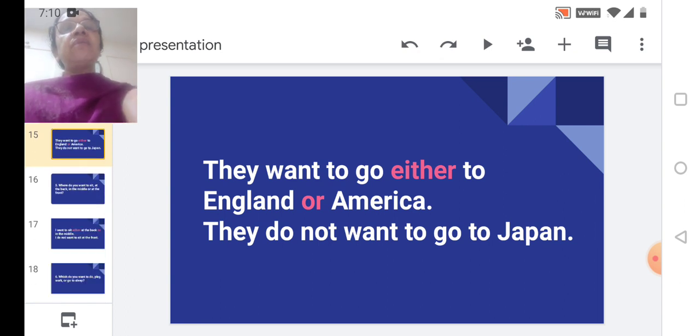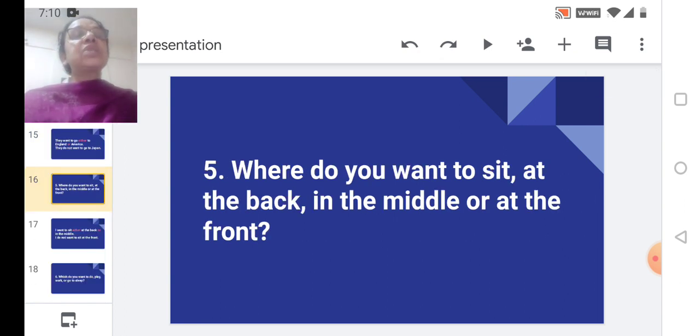Next, students, shall we move ahead? Yes, the next one. Where do you want to sit? At the back, in the middle or at the front? Now, come on students, you can try this. Now the question asked is where do you? So when you're writing, you will make use of you. I'm asking you, so you will make use of the word I.